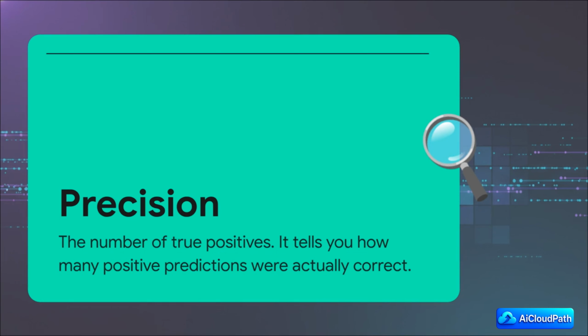So that brings us to precision. Precision answers a very specific question. Of all the times the model predicted positive, how many of those times was it actually right? Think about a spam filter. You want high precision there because you really don't want it to accidentally flag an important email as spam.